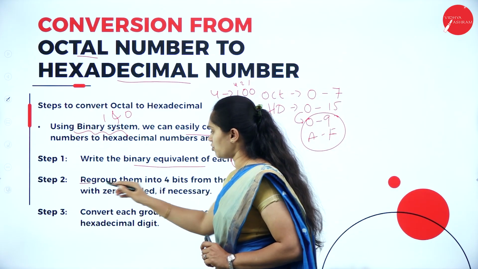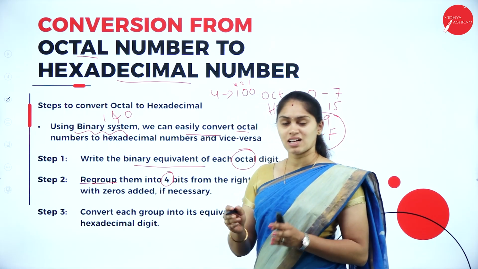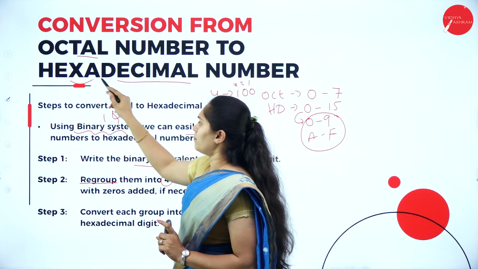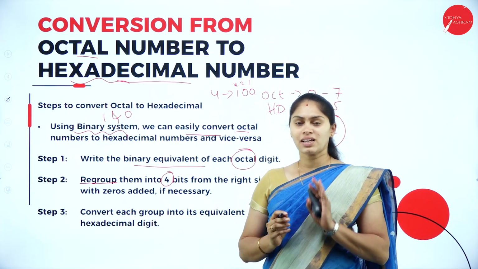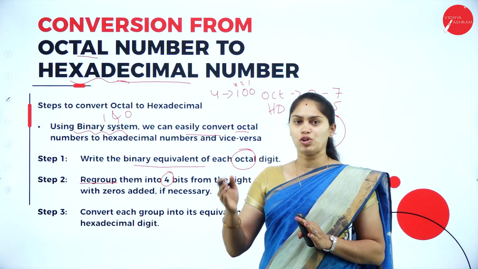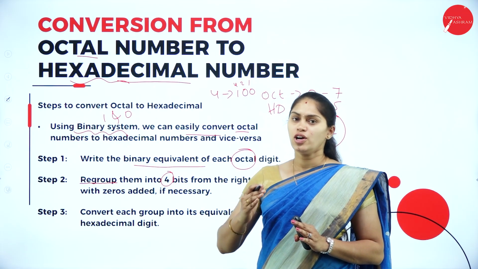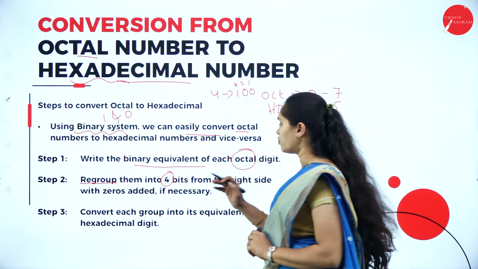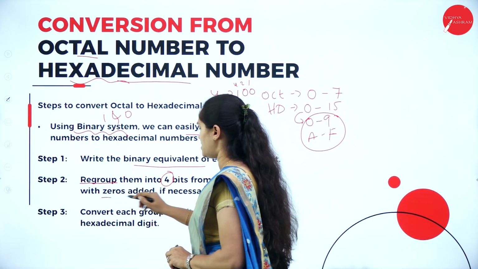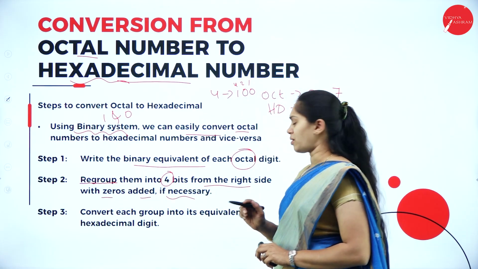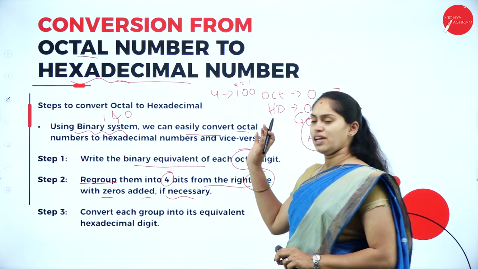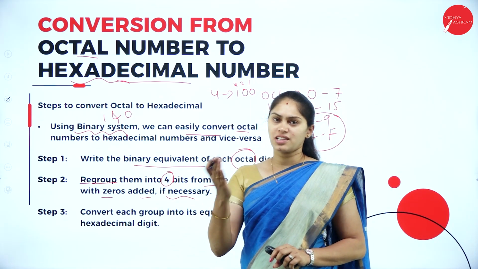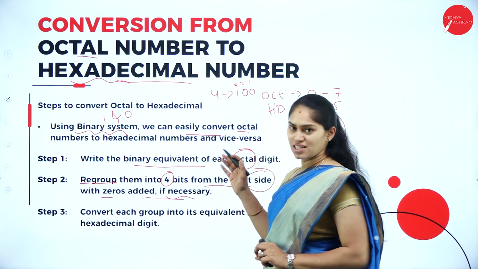After that, you have to regroup them into 4 bits. Why? Because we are converting the octal to hexadecimal. That's why it should be a combination or collection of 4 bits. Hexa in the sense 15: 8, 4, 2, 1. 8 plus 4, 12; 12 plus 2, 14; 14 plus 1, 15. So we have to make a regrouping of 4 bits here from the right side, with zeros added if necessary. From the right side, we have to do this grouping. If we are unable to make a group of 4, then we have to add zeros to the left side if it is necessary.